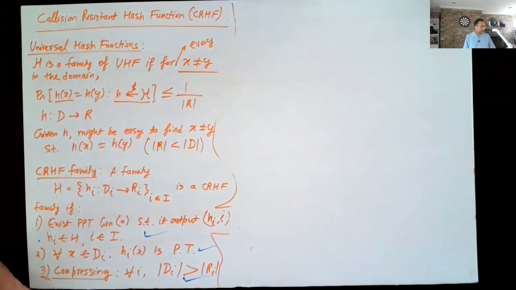Okay, so we will stop here. Next time we will see digital signatures, and we will see a very nice application of collision-resistant hash functions.